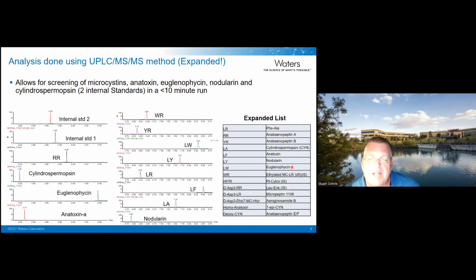You can actually figure out which of the particular microcystins are present. Cylindrospermopsin, we've also added since then 7-epicylindro and some other ones. And we've done some work where we found that in some lake waters. As well as then anatoxin and also anatoxin A.